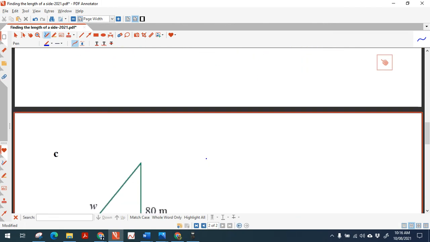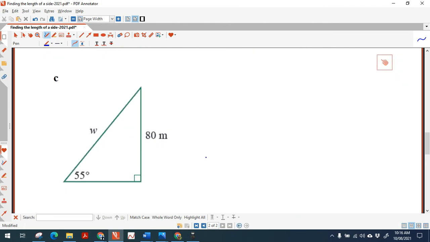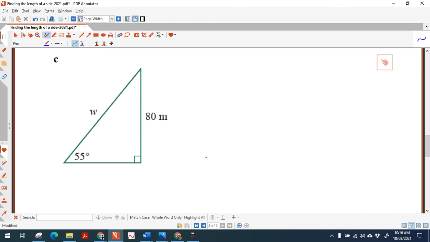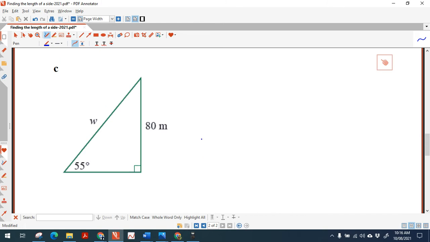Now let's look at part C. So I'm going to do this one with you, and then you can do the next one. Part C, we're going to do the same steps as before. So we're going to label the sides. So starting off with, this is the angle that I'm looking at. So this is the opposite side. This is the adjacent side, and the hypotenuse. Now, which two sides are we working with? Obviously the 80 meters, and obviously the hypotenuse.